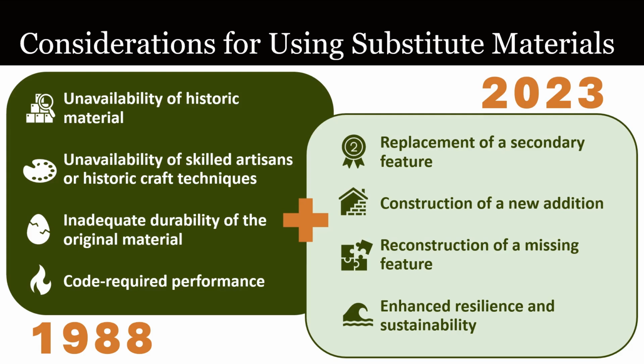In our case, we're making decisions for the federal tax credit program, and this is how we approach substitute materials in context of our program purview. Your community may decide otherwise in terms of what considerations are appropriate for the use of substitute materials. So let's take a look at examples related to each of the 8 considerations outlined in the preservation brief.